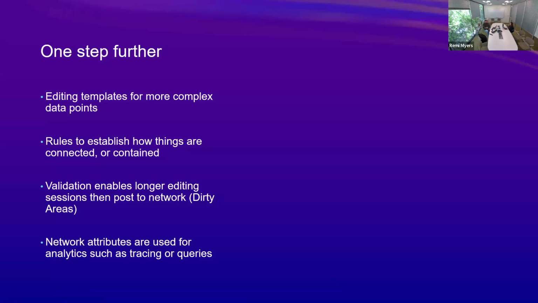So looking one step further, in the utility network, we also provide templates. It's more of a function of Pro, of web maps, of mobile apps, but we provide templates so that you can edit very complex features almost like rubber stamping them in. We also have rules that help you solidify how things are connected or how things are contained.